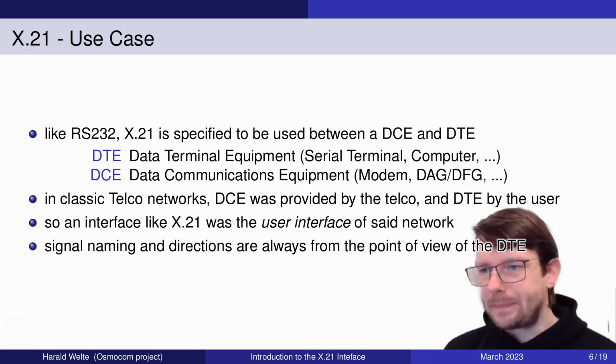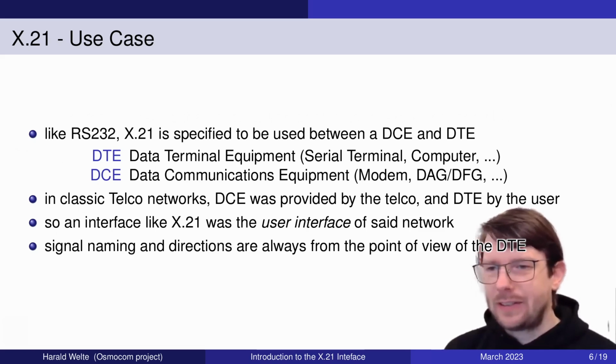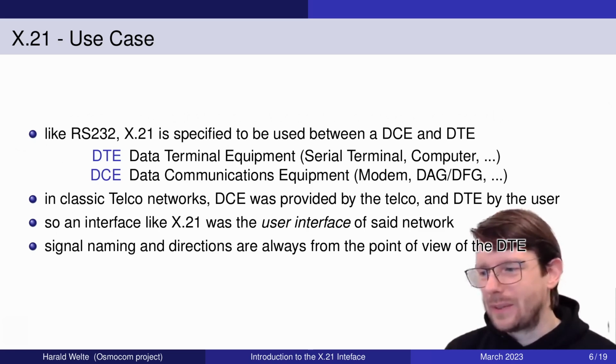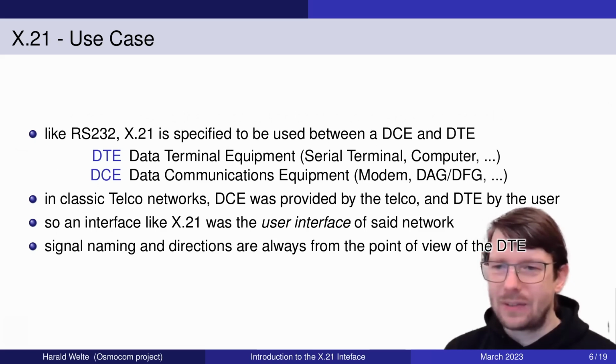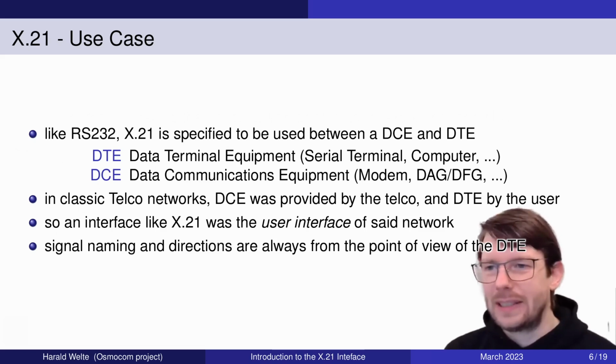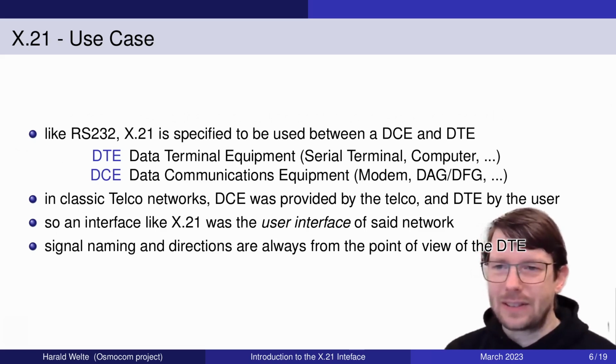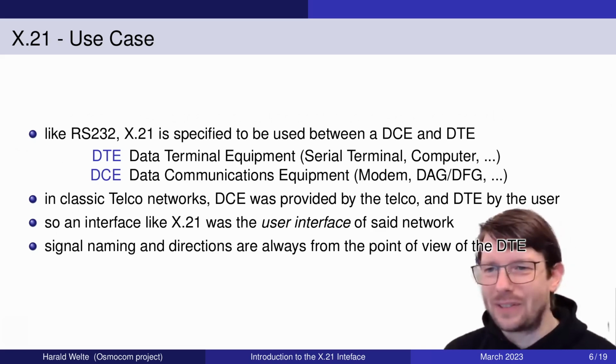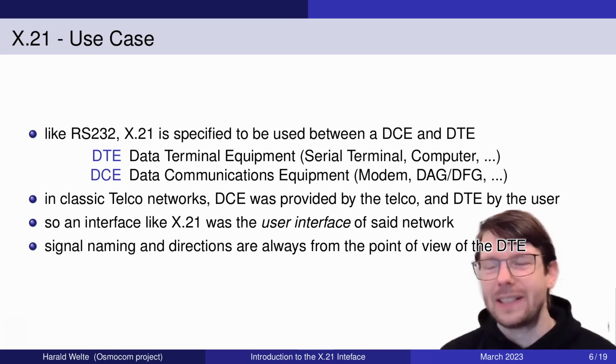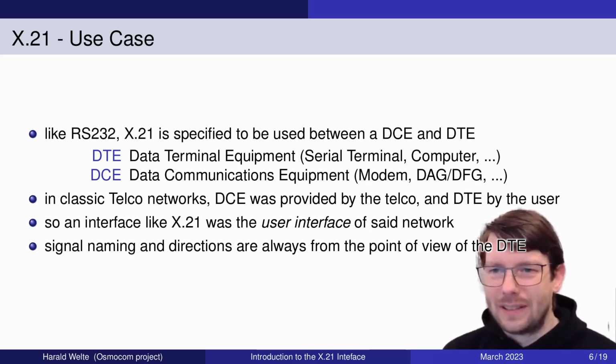And that's the same also for the V-series interfaces, which are more like RS-232 asynchronous interfaces with modems. If you wanted to have a modem before the 1980s in Germany, it was normal that the modem itself, being the DCE, was provided by the postal operator, and you have an asynchronous serial interface, or another synchronous interface like X.21, as a user interface. So not the telephone line was the interface, but the data interface between DTE and DCE.